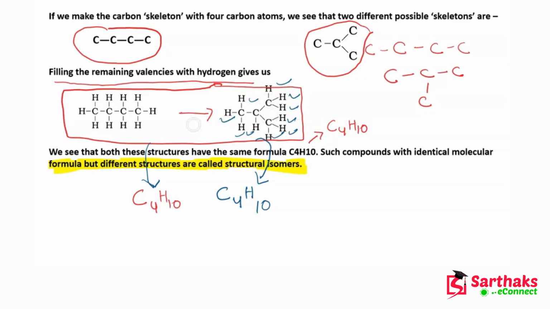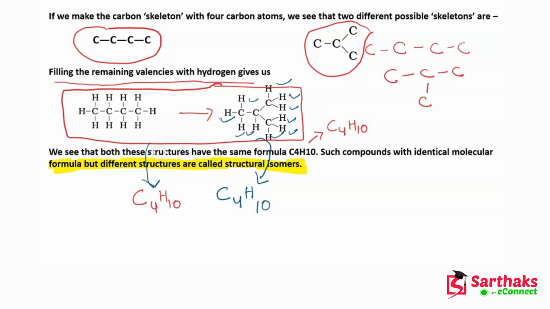This is a branch structure and this is a chain structure. But the molecular formula is the same. This is also C4H10 and this is also C4H10. So guys, we can say that such compounds which have the same molecular formula but different structures are known as structural isomers. I hope this point is clear to you.